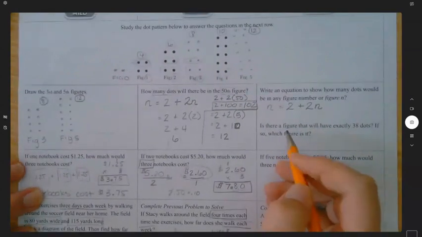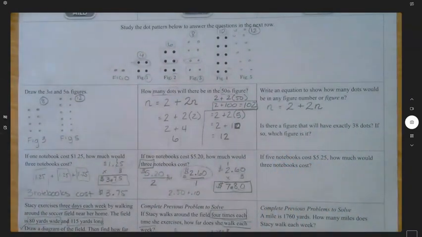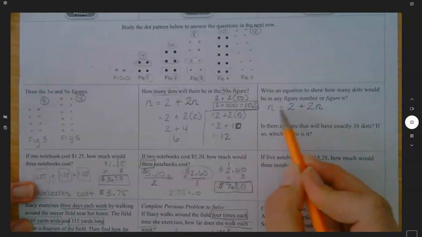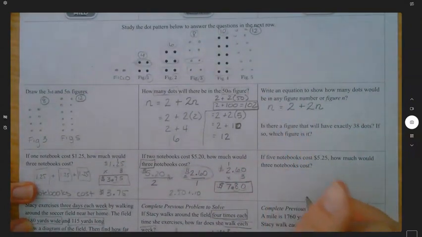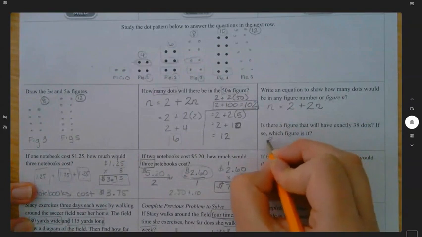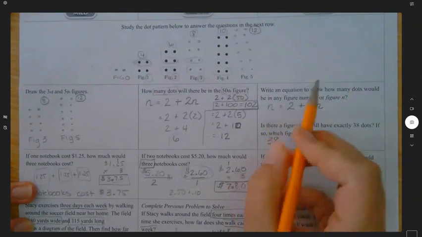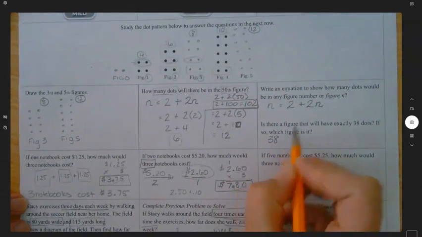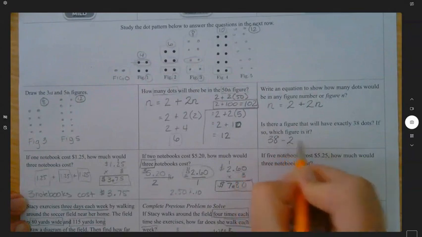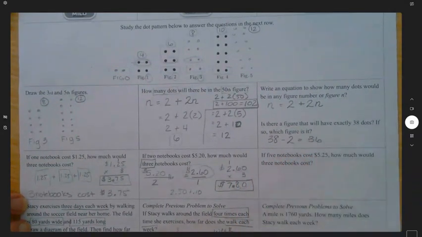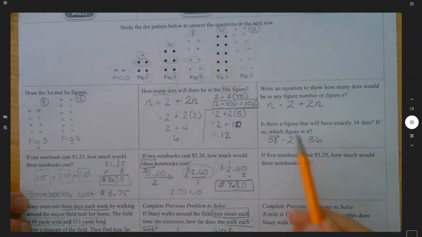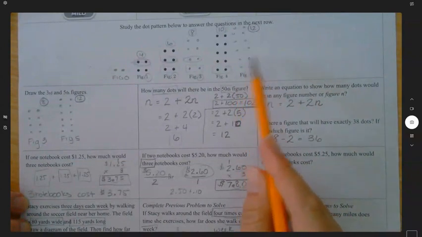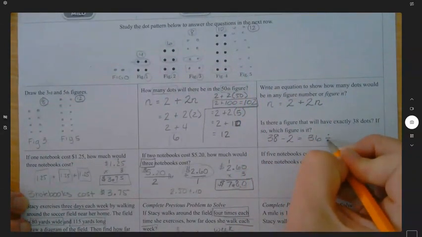Now down here, is there any figure that has exactly 38 dots? So we kind of go back here and we say, okay, we have 38 dots. I know that figure 0 would start with 2 dots. So I'm going to subtract 2, and then I'm left with 36. And then I know that each figure number would have 2 dots. So I would divide that by 2.